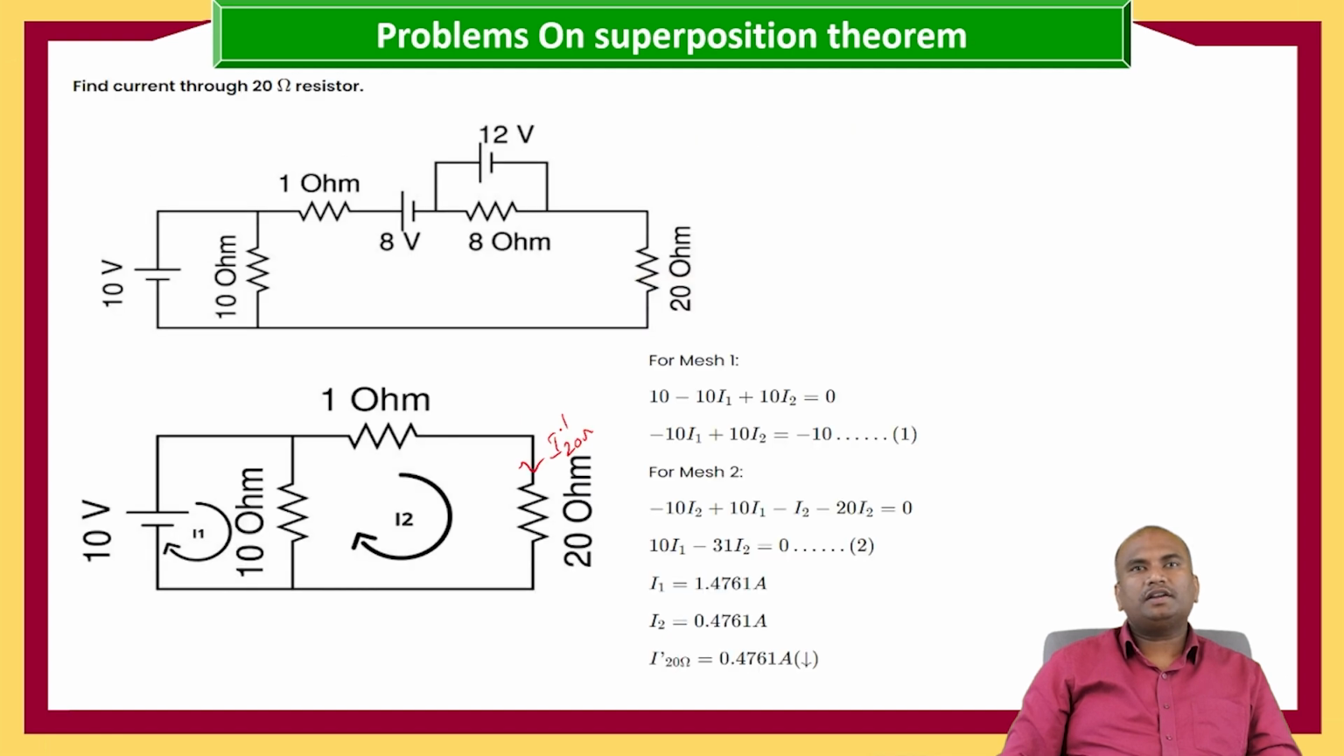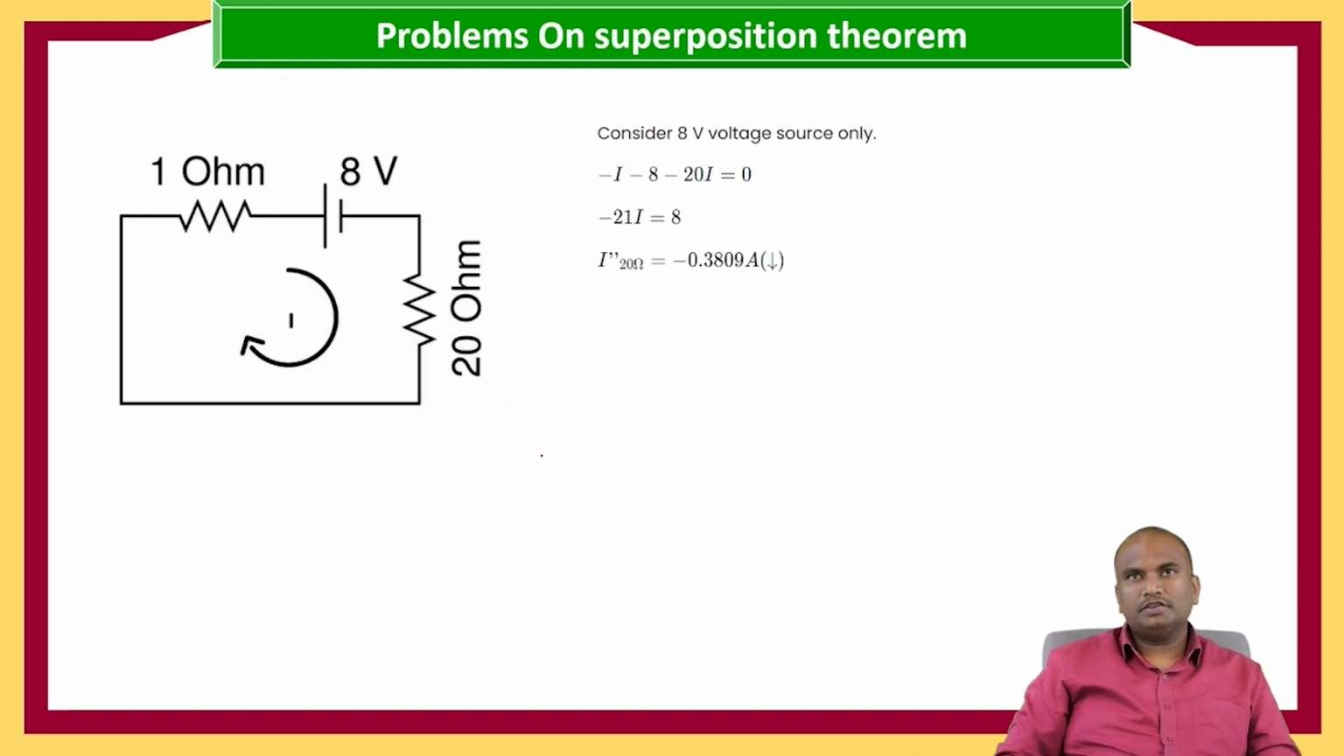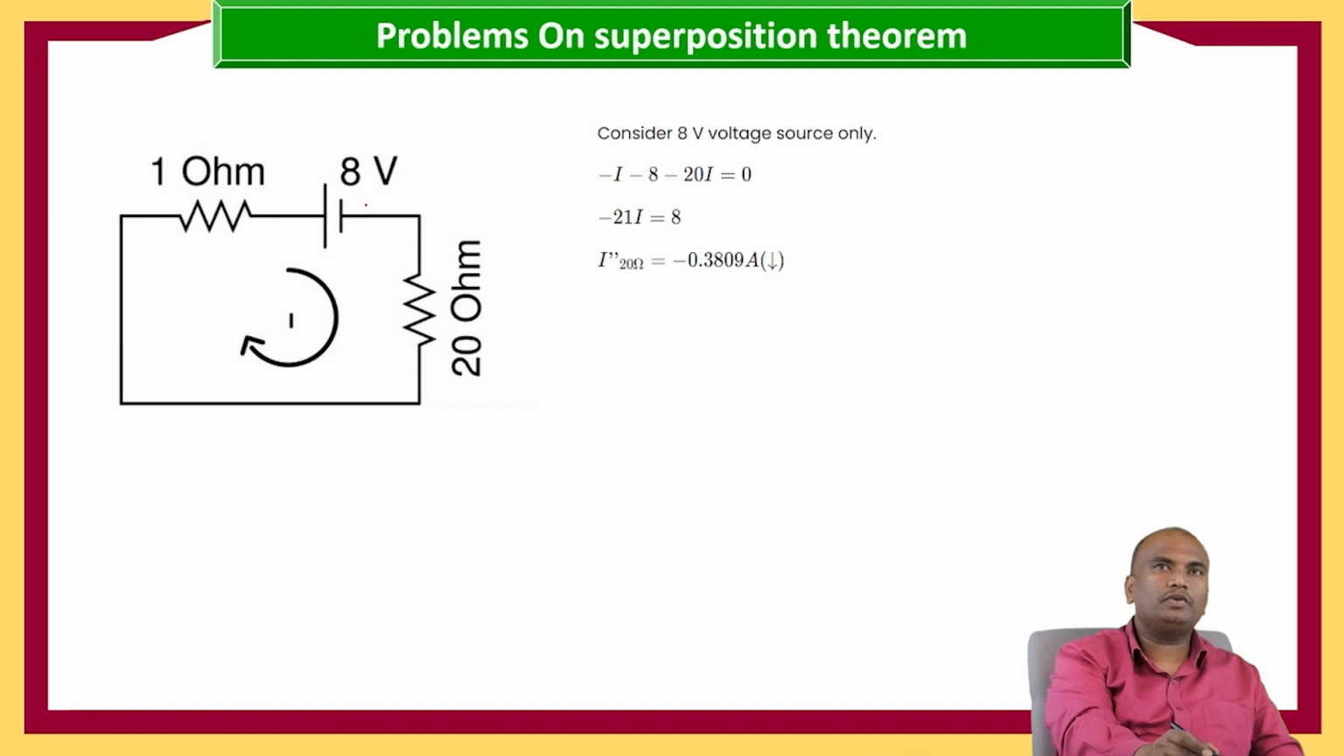Now when we consider this 10 volts as short circuit, this 10 ohms will be replaced with a short circuit. So when it is of 8 volts, only 1 ohm and 20 ohms are connected in series. So I 20 ohms is equal to minus 8 divided by 21, which is equal to minus 0.3809. This is I 20 ohms double dash.